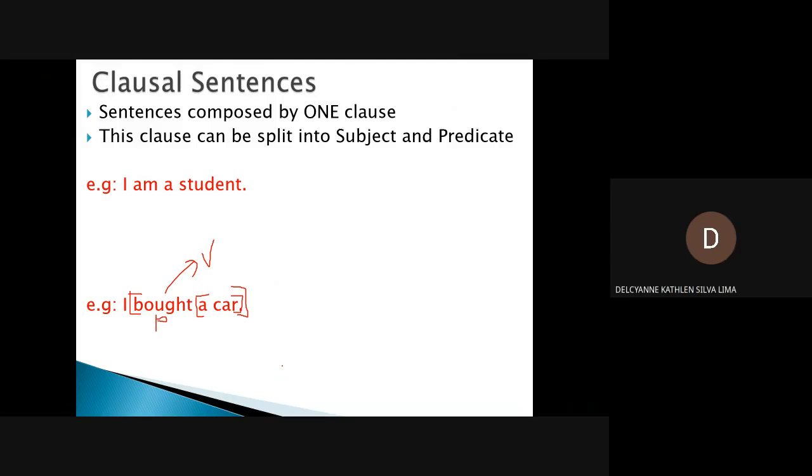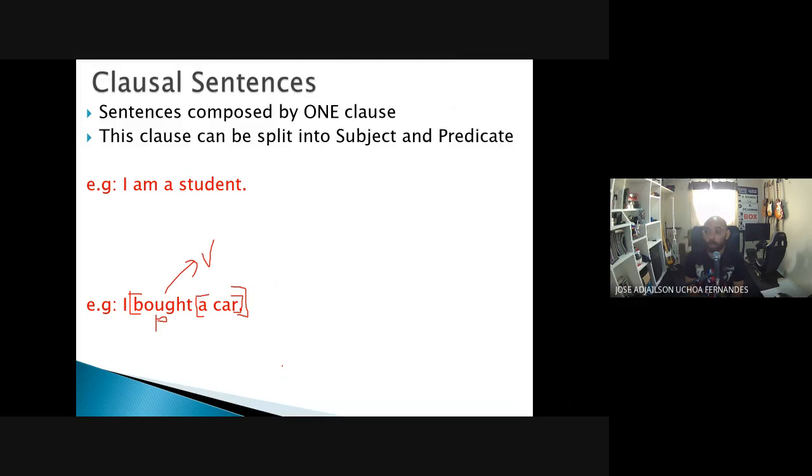The noun car. Yeah, because when you substitute a car for a pronoun, you have I bought that, I bought this. You can change it for a pronoun. So only nouns or noun phrases can be interchangeable with pronouns. So this is a noun phrase. And this noun phrase plays the function of predicative complement or of an object.